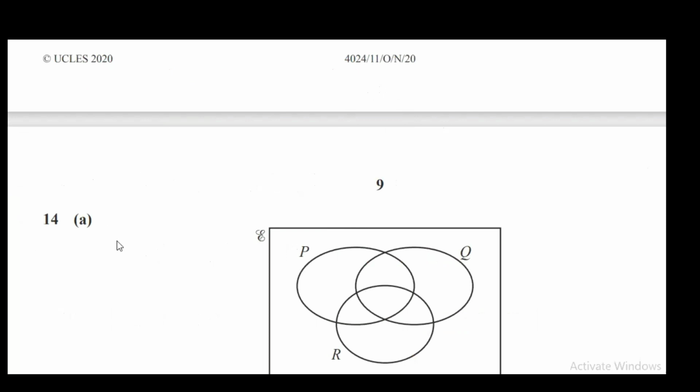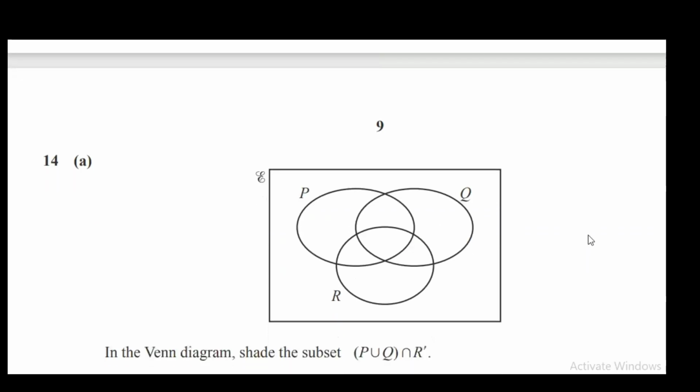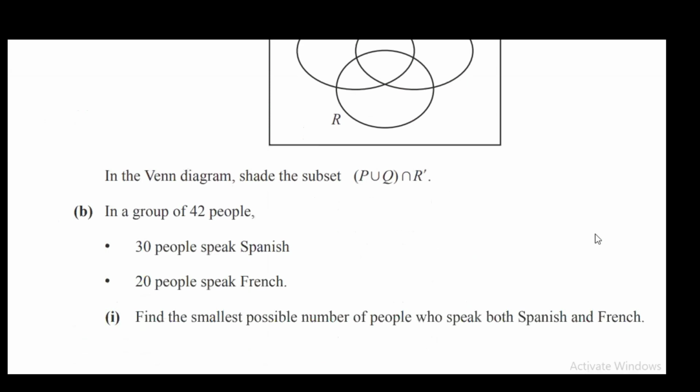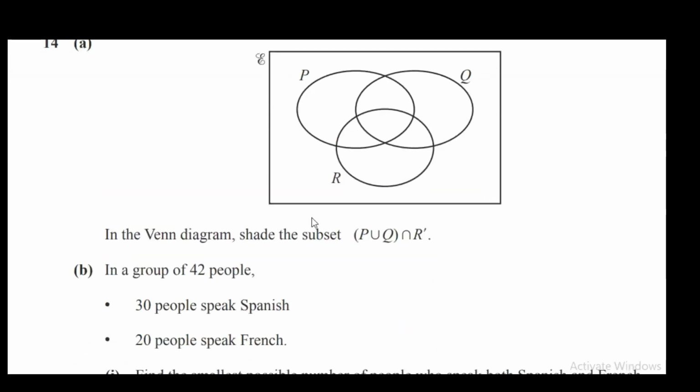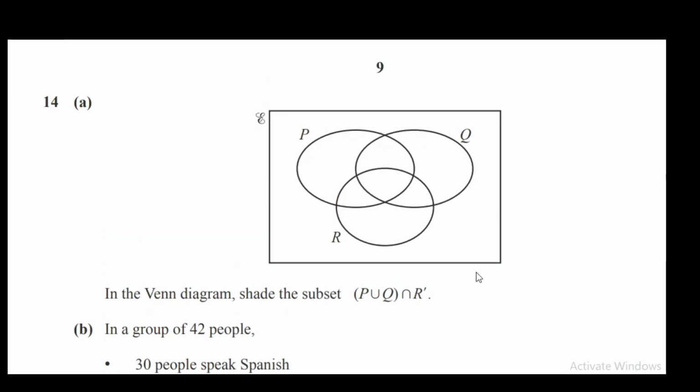There is question number 14 from the session 4024 paper 1 variant 1, October-November 2020. In this part A, there is a diagram, and in the Venn diagram, shade the subset P union Q intersection R complement. First, you should know the idea of union and the intersection.